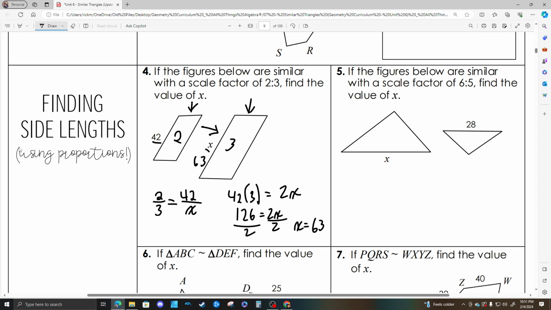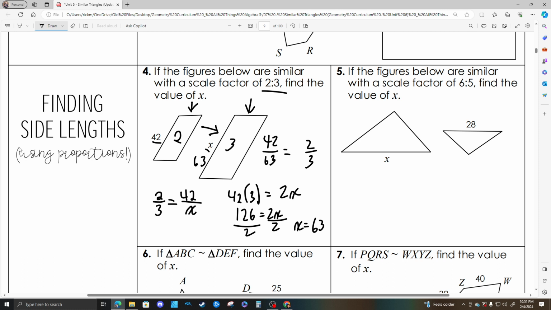And if we look at it, 42 over 63 is the same as 2/3, right? So that's how we can check our work. We know that it's supposed to be 2 to 3. All right, so now let's do this one.